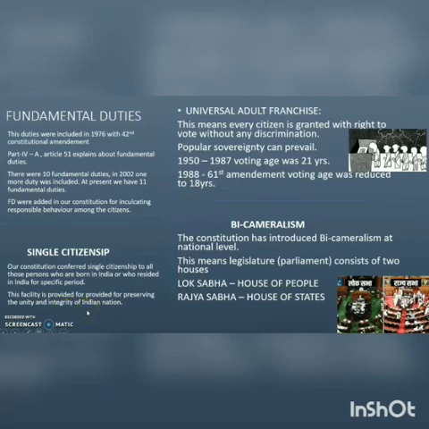So the Indian Constitution provides Indians a single citizenship. Why is the single citizenship provided? In order to maintain the unity and integrity of the nation.